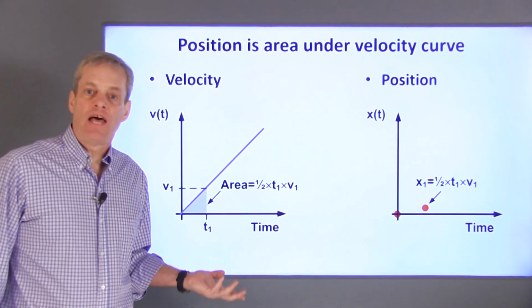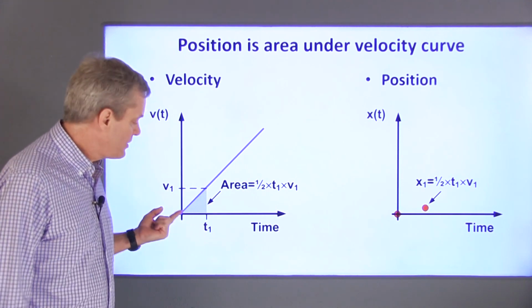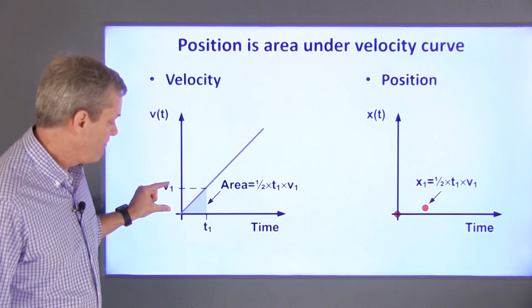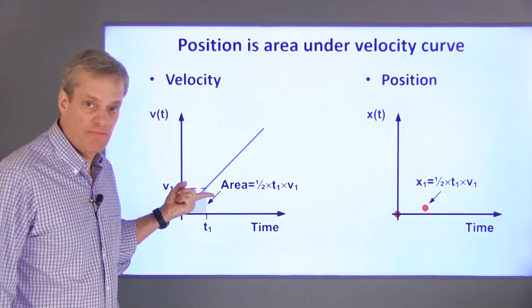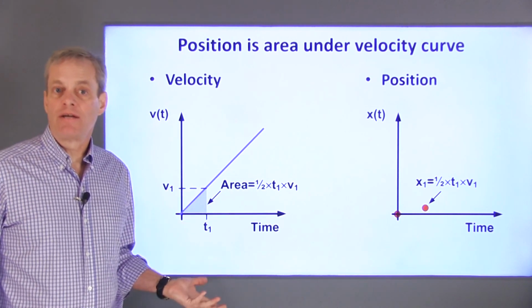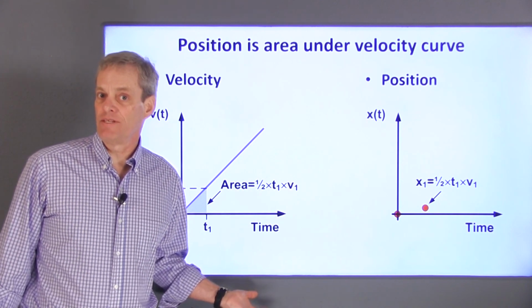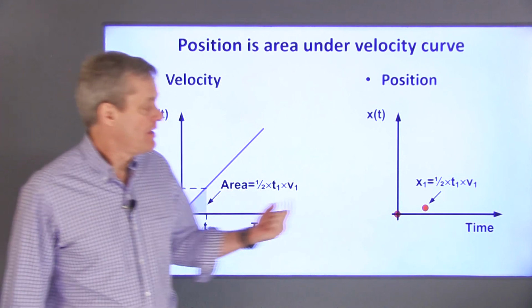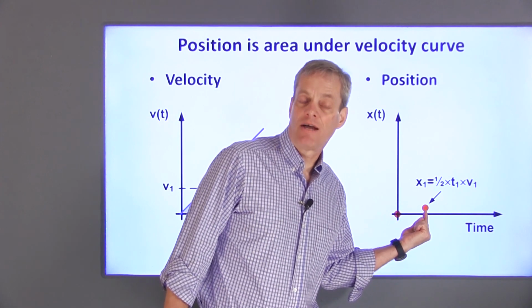The area under the velocity curve at time t1 is going to be this little triangle. The triangle has a base t1 and a height v1, which is the velocity at time t1. The area of a triangle is 1/2 times its base times its height, so the area is 1/2 times t1 times v1. This is then the position of the rock at time t1.